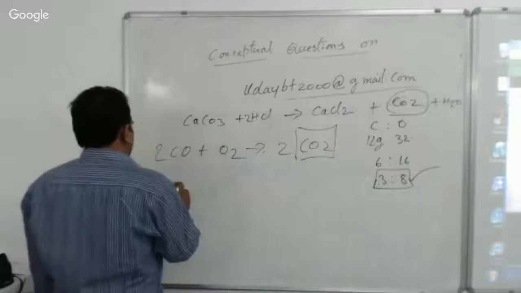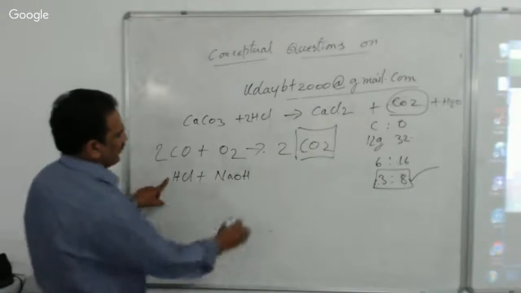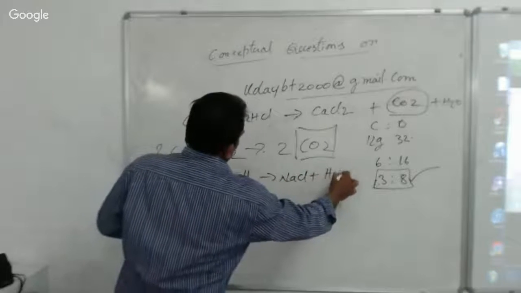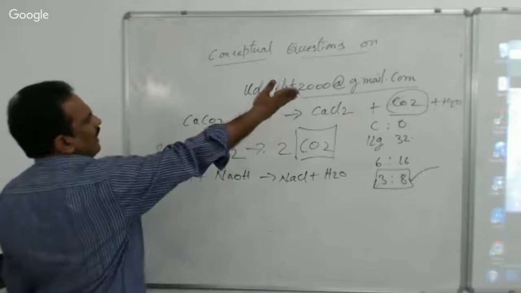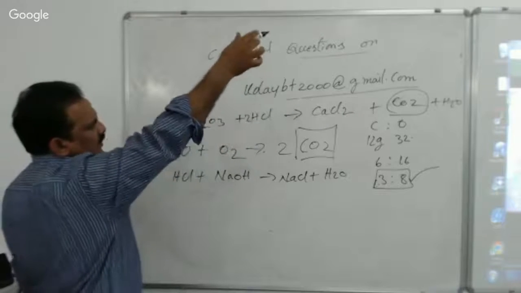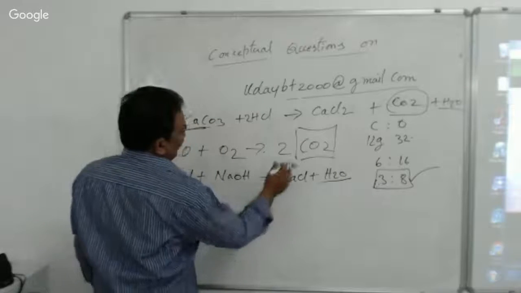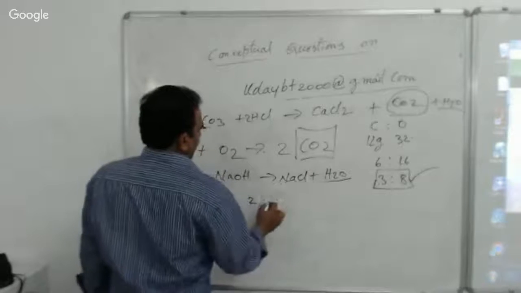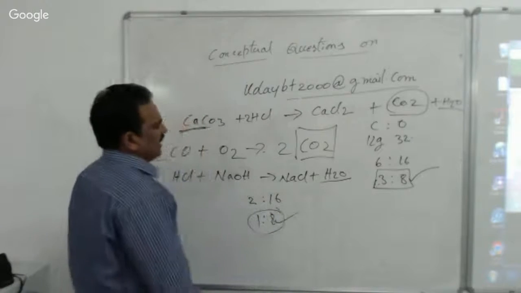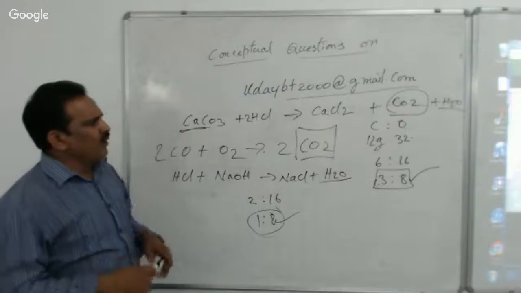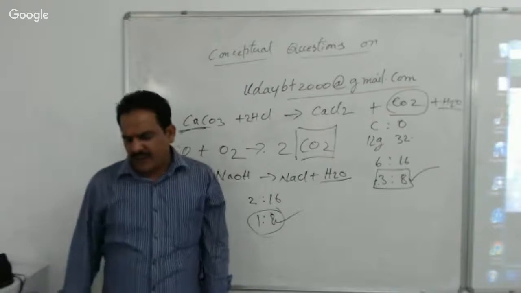In the same manner, if I take water: HCl reacts with NaOH to give NaCl, sodium chloride, plus H2O. So that is one source of H2O. The other source of H2O is the reaction CaCO3 plus 2HCl giving CaCl2 plus CO2 plus H2O. Take the H2O in this reaction and in that reaction. Wherever you look, the weight ratio between hydrogen and oxygen is 2 to 16, which is 1 to 8. So this 1 to 8 ratio between hydrogen and oxygen is constant. Whatever the source of water, the ratio between hydrogen and oxygen in water is always 1 to 8 only.